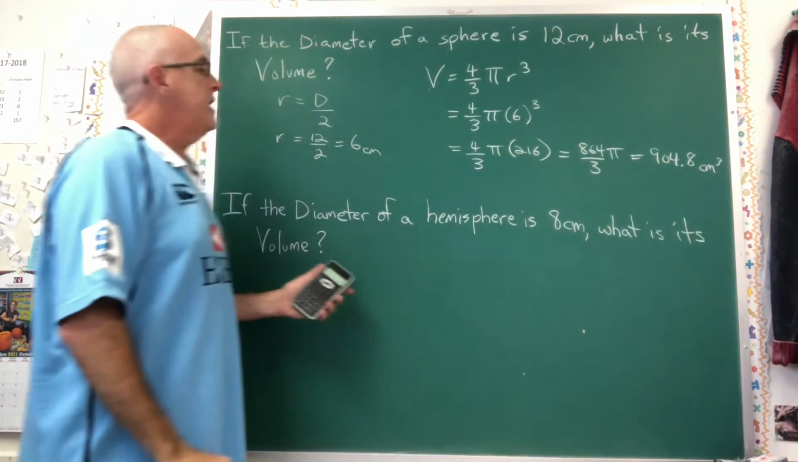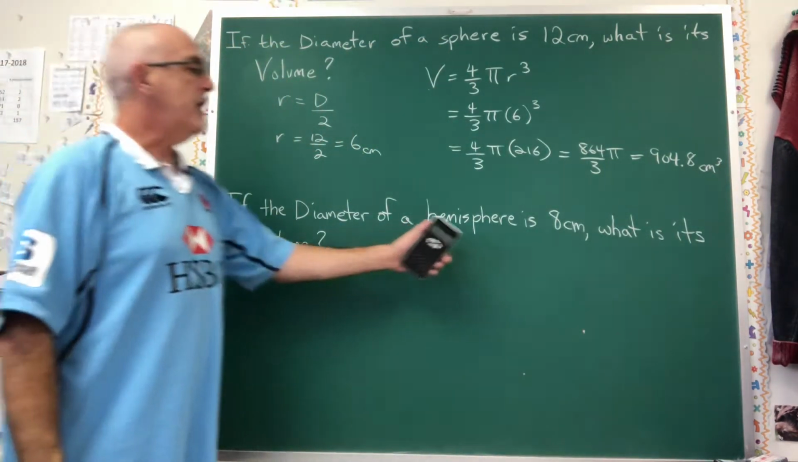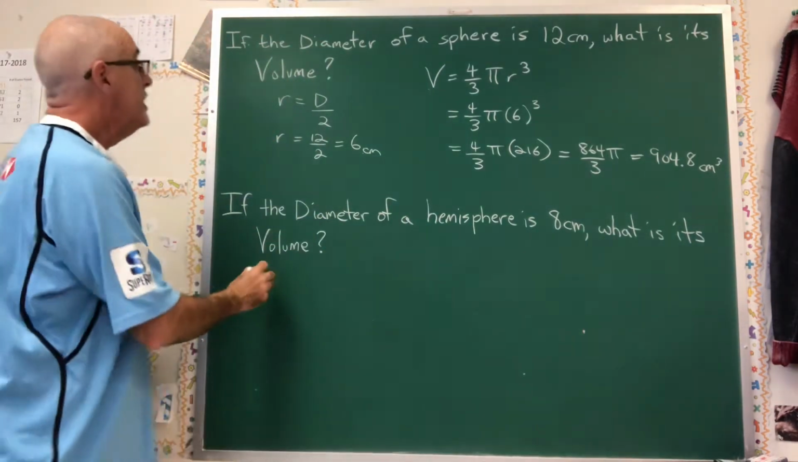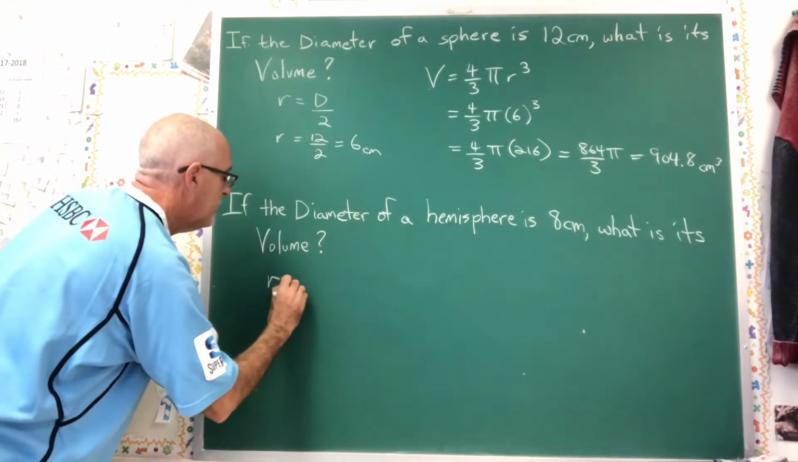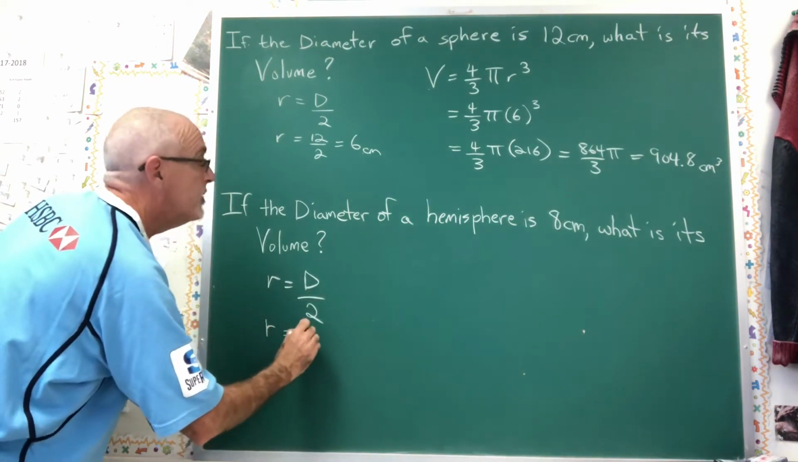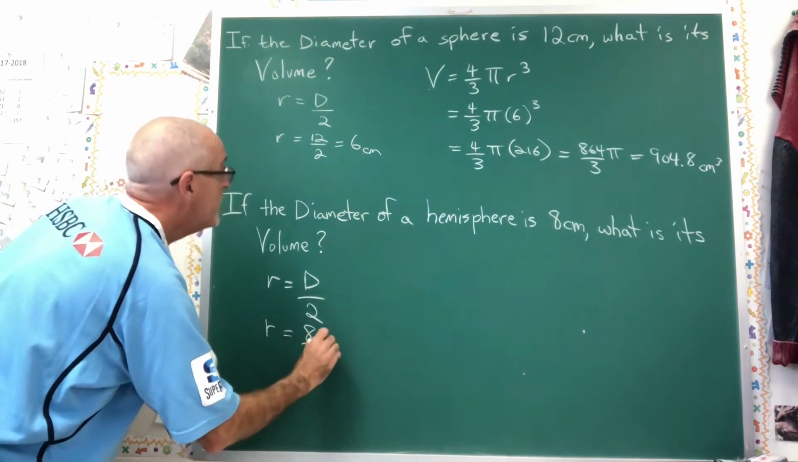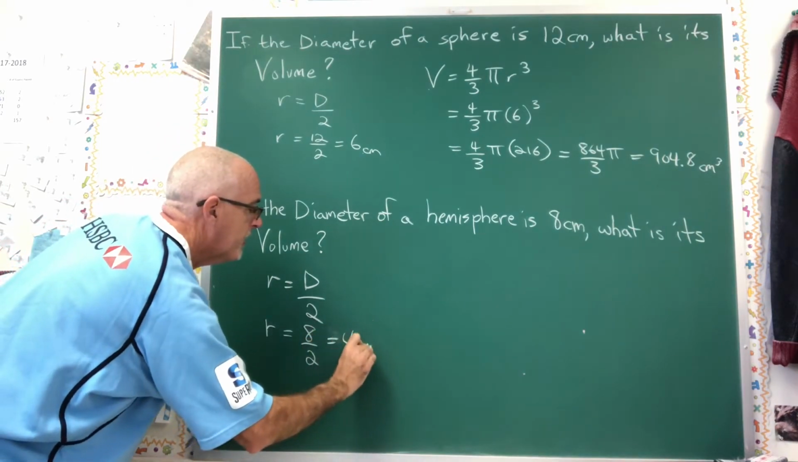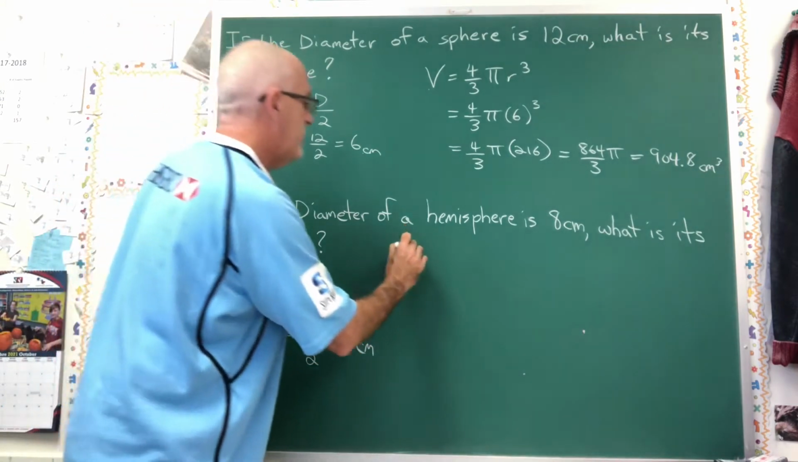We're finished. Now we're doing the same thing, except it's a hemisphere, and we have 8 centimeters. But again, we were given the diameter. So we're doing this step over again. R equals D over 2. The R is equal to 8 over 2, which is 4 centimeters this time. And now we're using the formula.